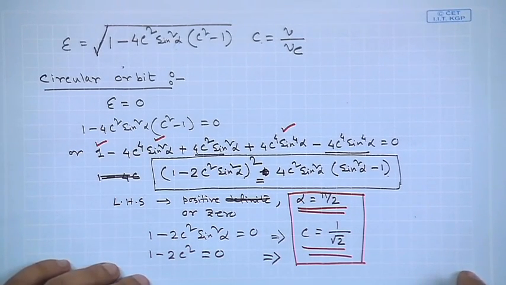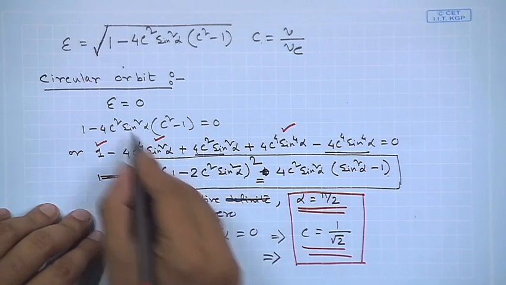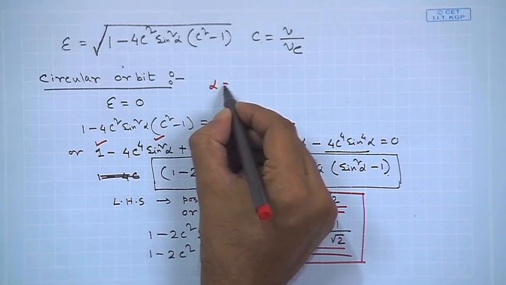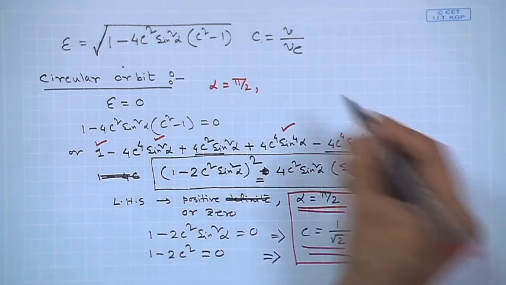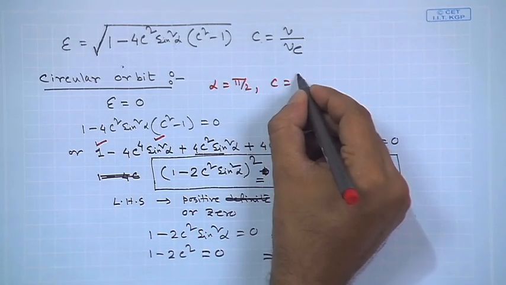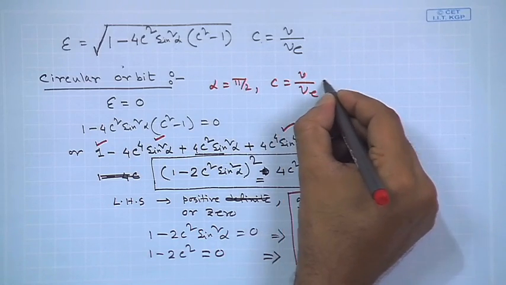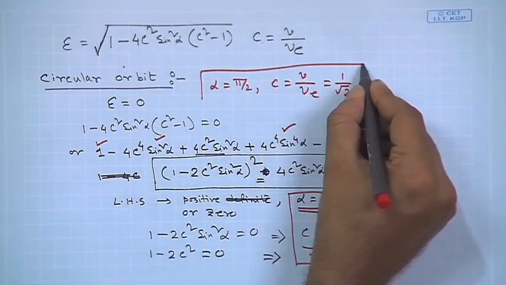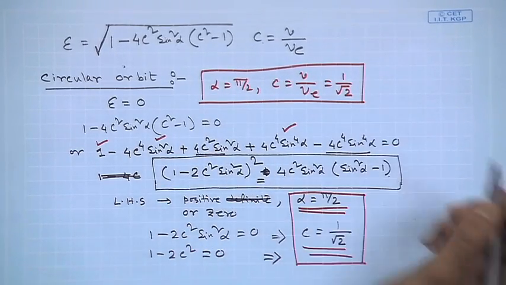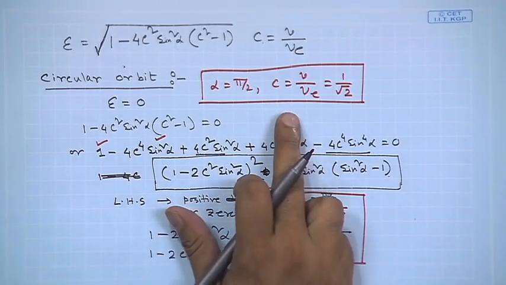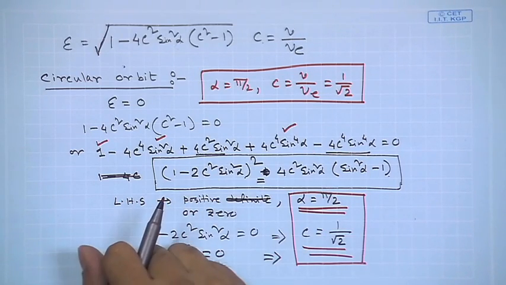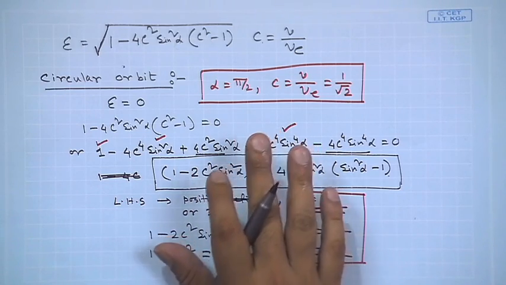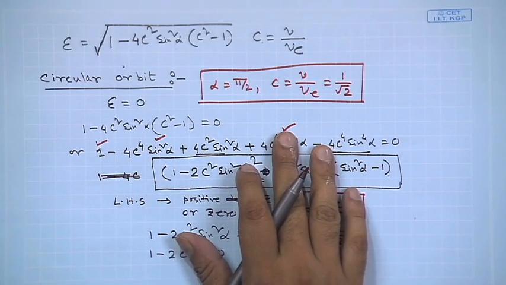So, we see that the condition for a circular orbit, by looking at this calculation, is alpha equal to pi by 2, and c, which is equal to v by v e, equal to 1 by root 2. If and only if this condition is met, we can have a circular orbit. No other initial condition will give us a circular orbit.